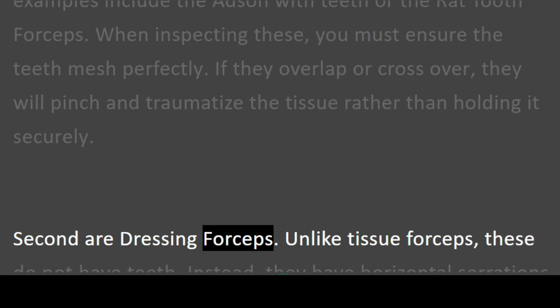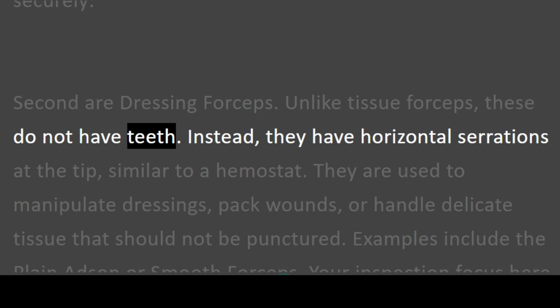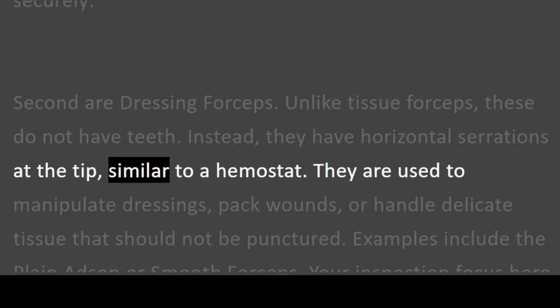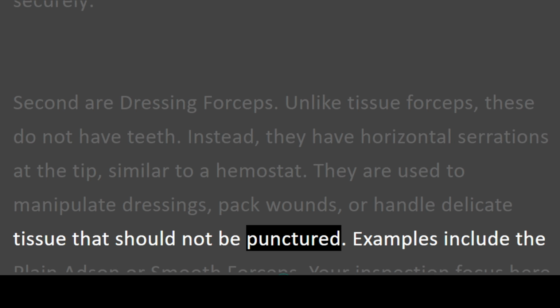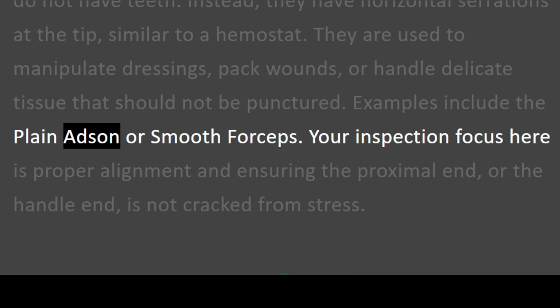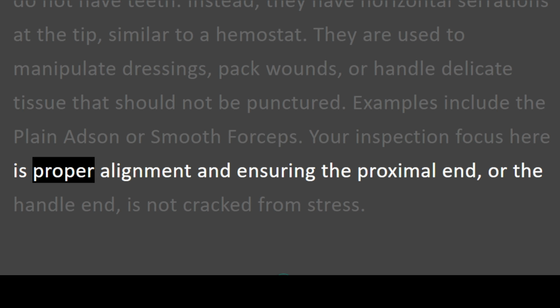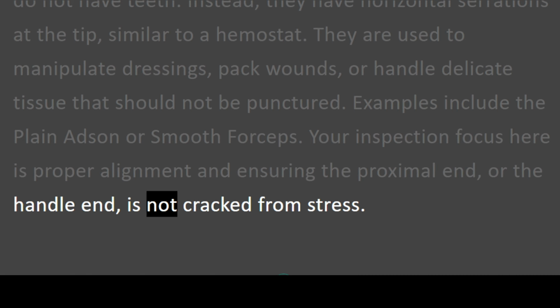Second are dressing forceps. Unlike tissue forceps, these do not have teeth. Instead, they have horizontal serrations at the tip, similar to a hemostat. They are used to manipulate dressings, pack wounds, or handle delicate tissue that should not be punctured. Examples include the plain Adson or smooth forceps. Your inspection focus here is proper alignment and ensuring the proximal end, or the handle end, is not cracked from stress.